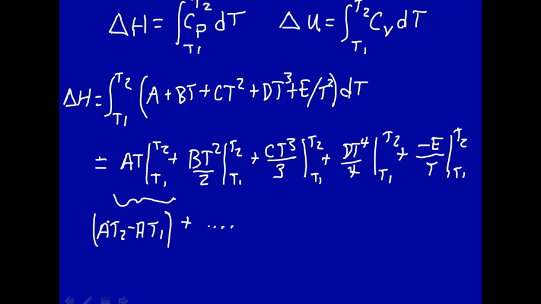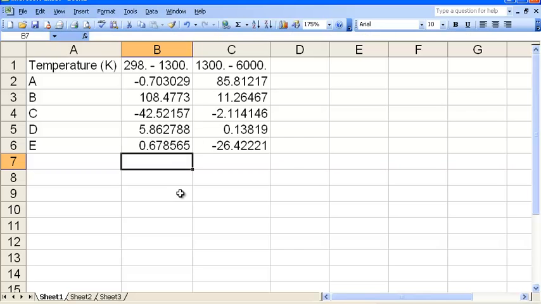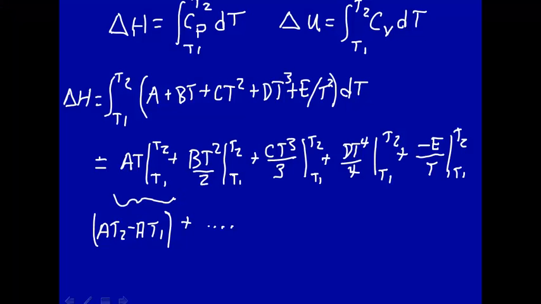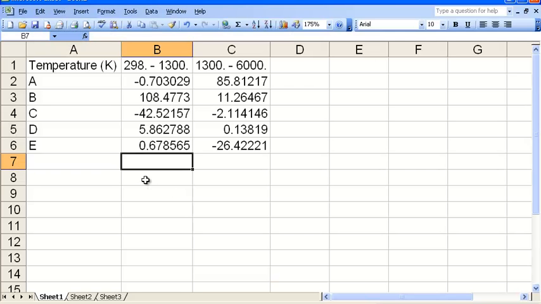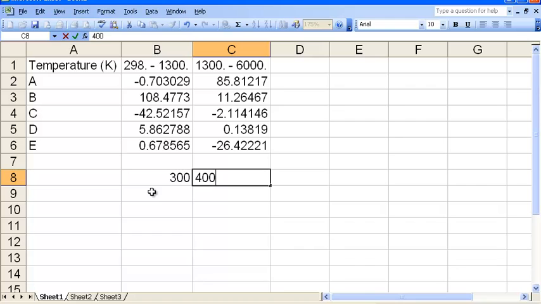go ahead and make these evaluations here so we know what A through E are. And we have to have two terms. This will be T2 and T1. So what are we going to integrate this? Let's go from, say, 300 to 400 K. So this will be T1. Let's just label it up here, T1. And this will be T2.